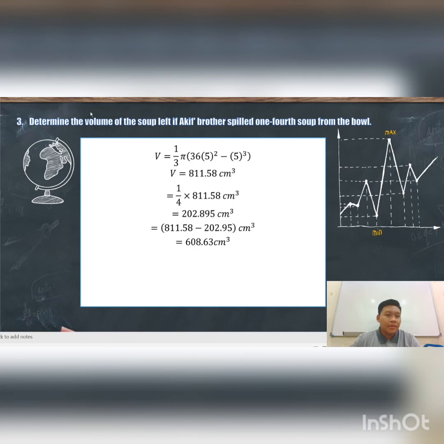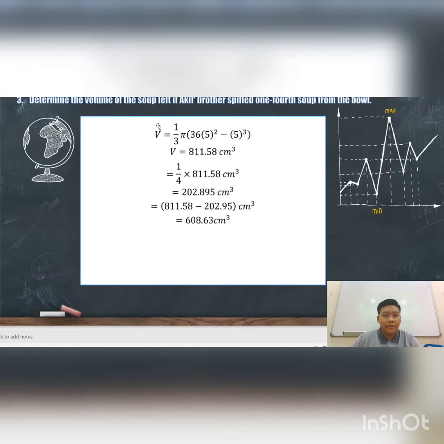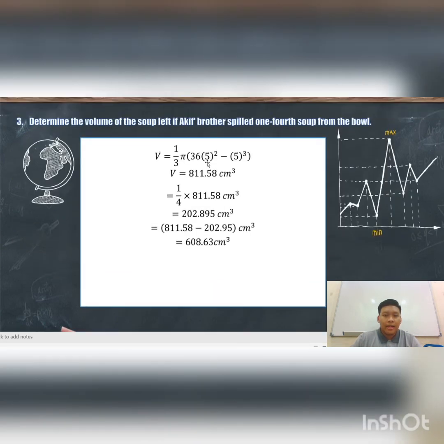Lastly, for question 3, we want to determine the volume of the soup left if Akif's brother spilled 1/4 of the soup from the bowl. Here I am using the original formula for volume, which is 1/3 π(36x² − x³). Then I substitute the value of x with 5 because the previous question stated that his brother ate half of the 10 cm, which means half of 10 is 5 cm. So the remaining soup in the bowl after his brother ate half must be another 5. That is why I replace x with 5.